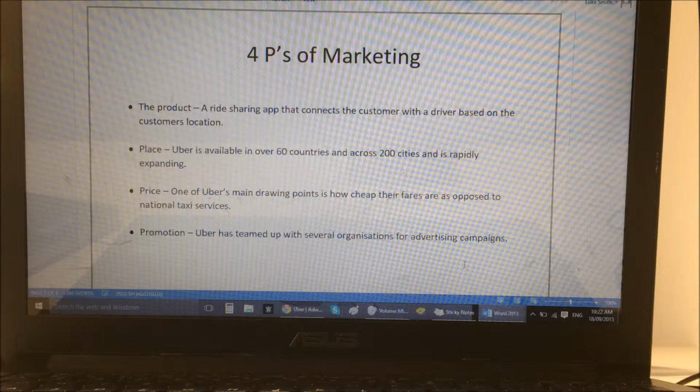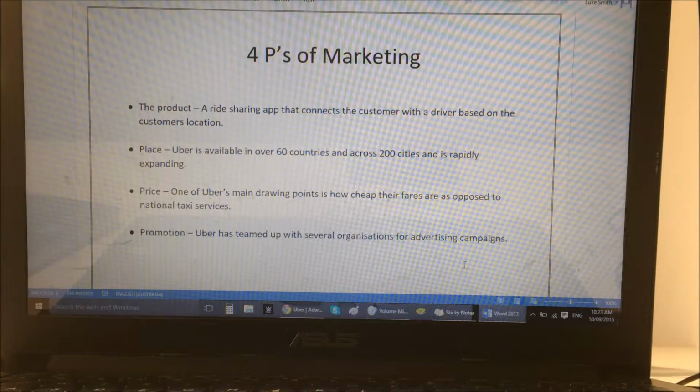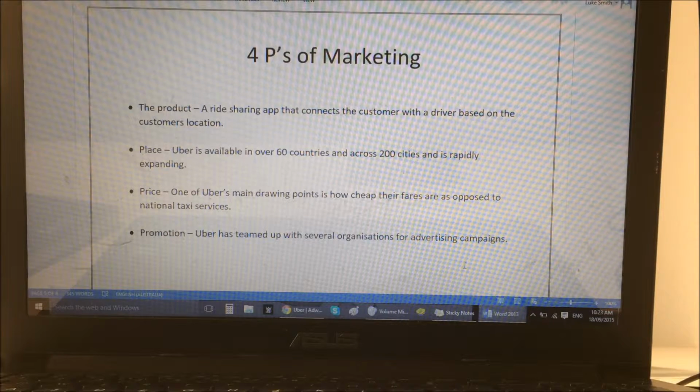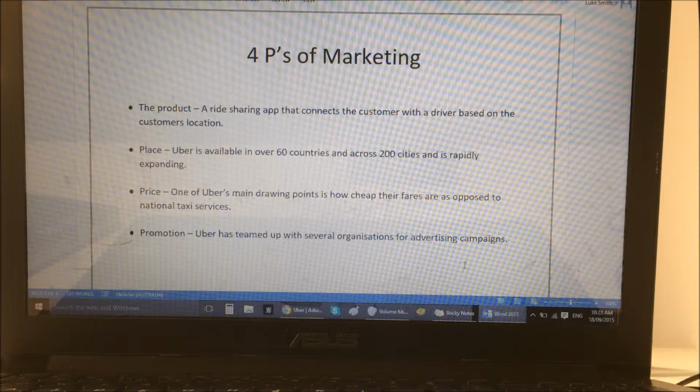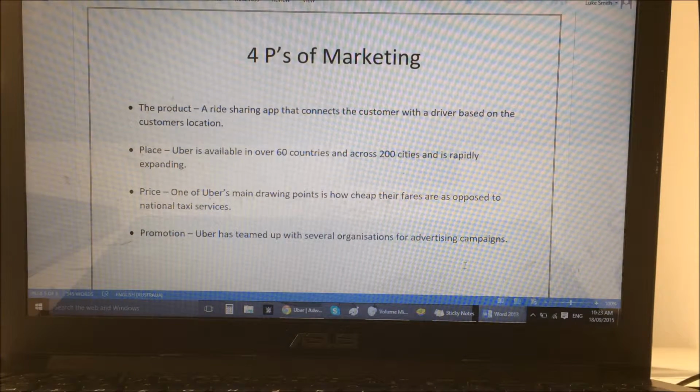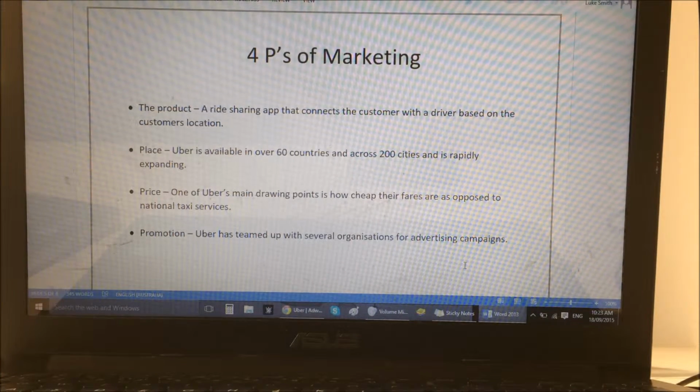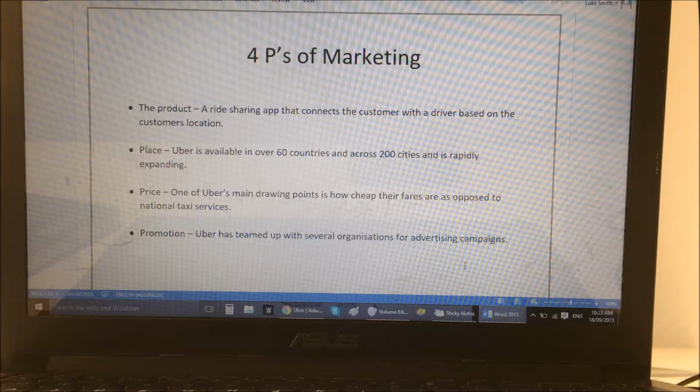Price is one of the main drawing points of Uber, as it is consistently lower prices than taxi services, and they manage to achieve this by using the app to coordinate drivers and customers rather than call centers to take calls. And they also do not have to pay the same licensing fees that taxis are required to pay to be allowed to work in certain countries. Another method of pricing is they provide varying types of cars, ranging from small compact cars to luxury cars, depending on the drivers, and charge differently depending on which cars the customers pick.